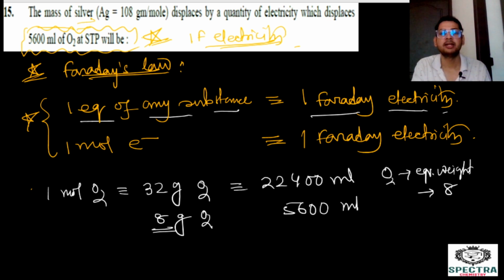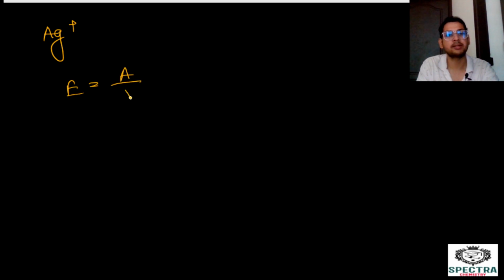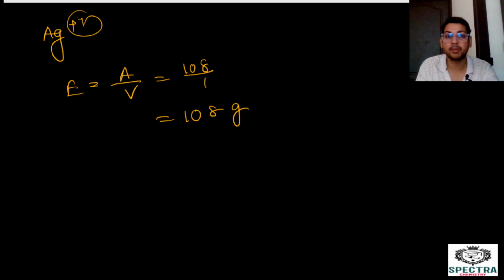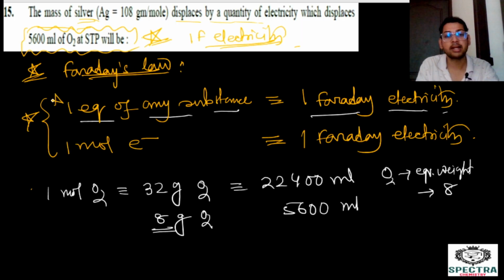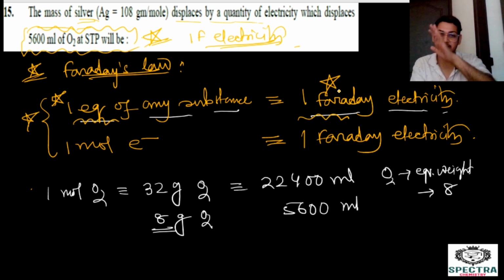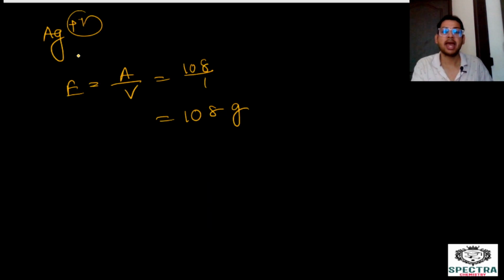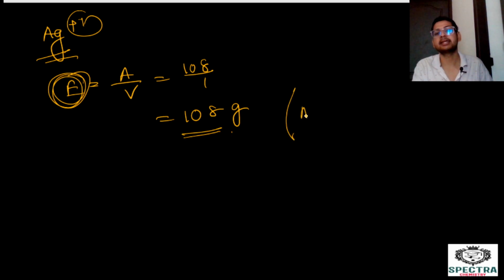Okay sir, how much silver will be displaced by this? So silver is Ag plus, right? Its equivalent weight equals atomic weight by valency factor. Atomic weight is 108, valency factor is +1. That means silver equivalent weight is 108 gram. And what I told you, 1 equivalent of any substance is 1 Faraday. That means 1 Faraday of electricity means 1 equivalent of any substance, and for Ag, 1 equivalent means 108 gram. And that is your answer. Got it? Very easy.